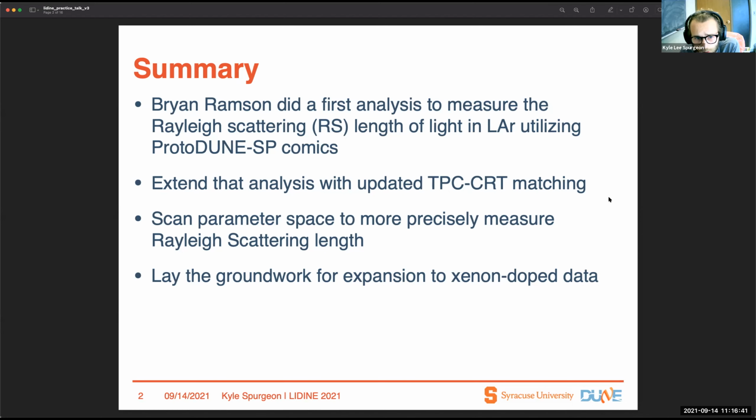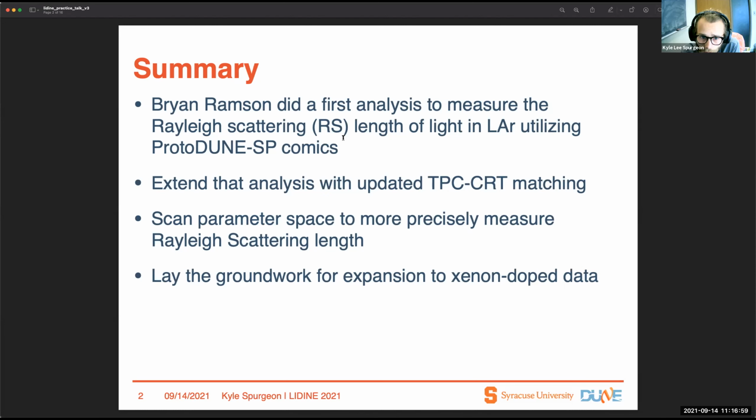The goal of this analysis is to extend that with an updated and more pure TPC-CRT matching scheme, and to scan a larger parameter space to see if we can get a more precise measurement of that Rayleigh scattering length, and to lay the groundwork for the expansion to xenon-doped data.